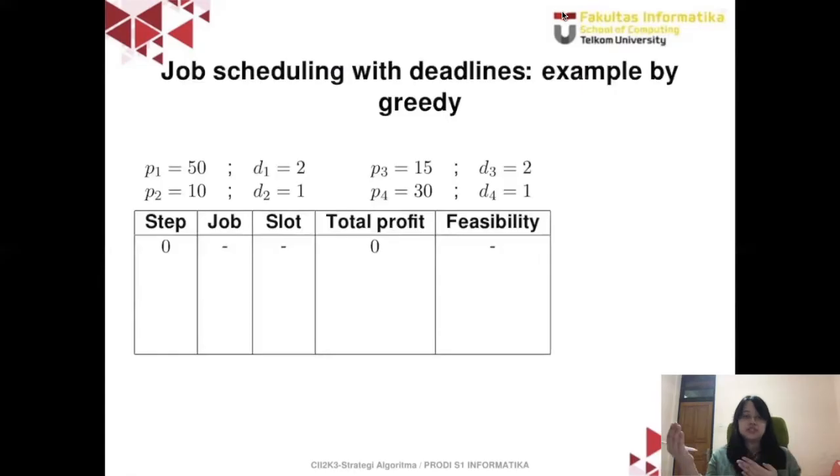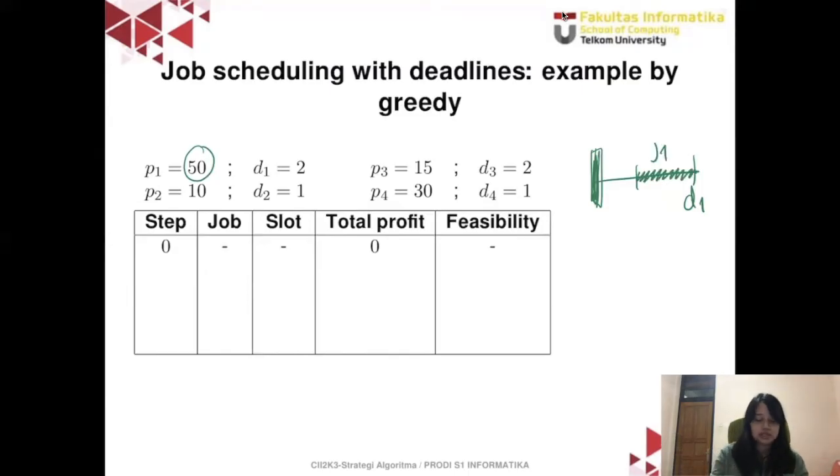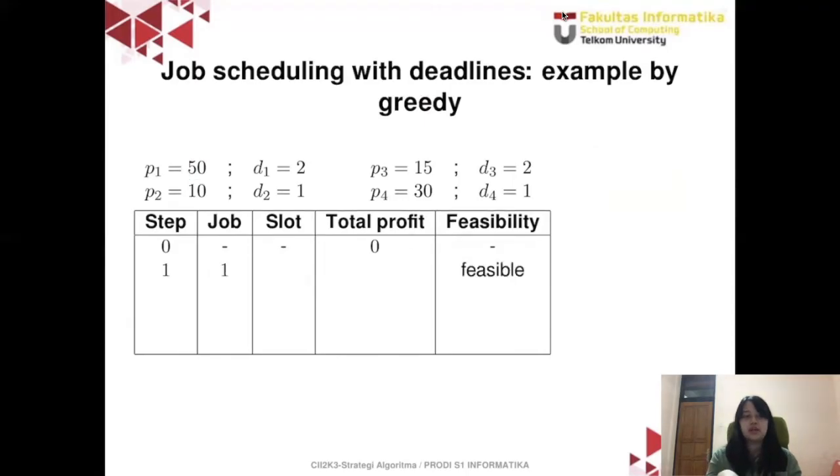So back to the previous example. Here we have 4 jobs. The largest profit we have is the first job, which has 50. And back to the timeline, it has to be done here. The deadline is in the next 2 hours. We can do it in 1 hour, so we can do it here. So we can put it in slot 1 to 2. So it is feasible and we gain total profit of 50.